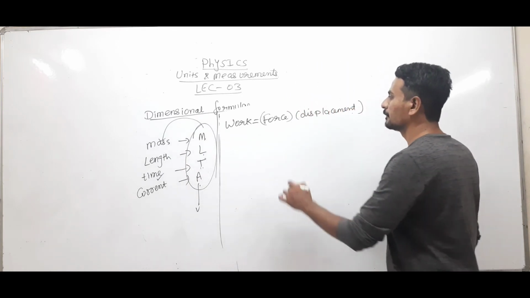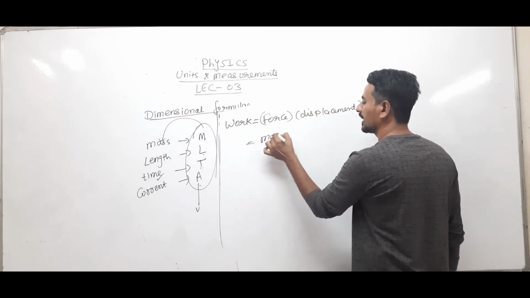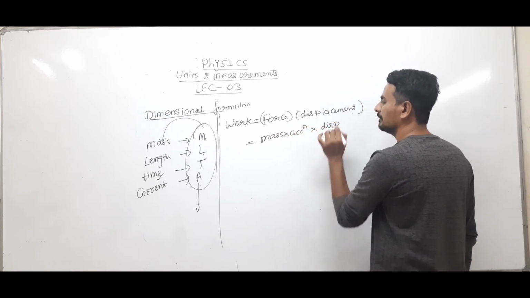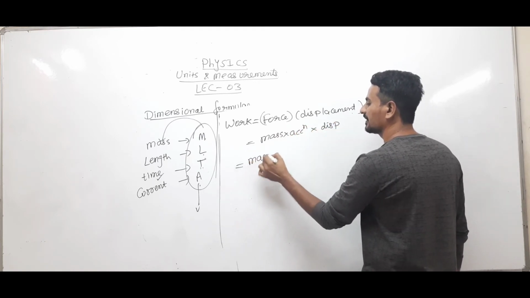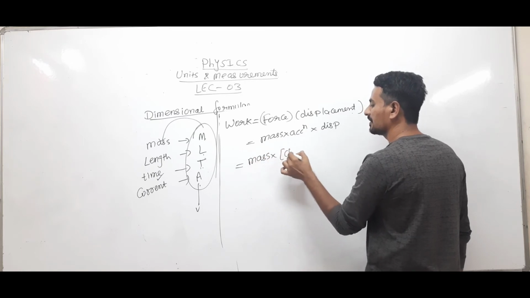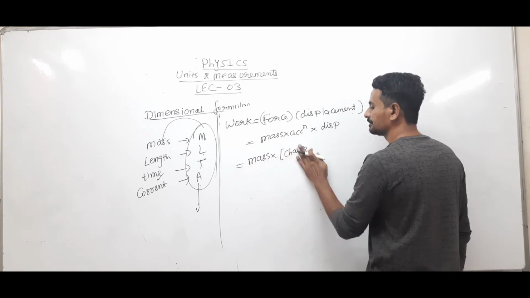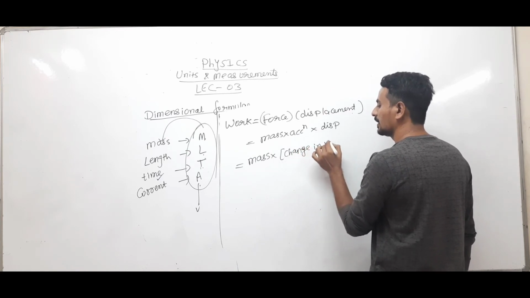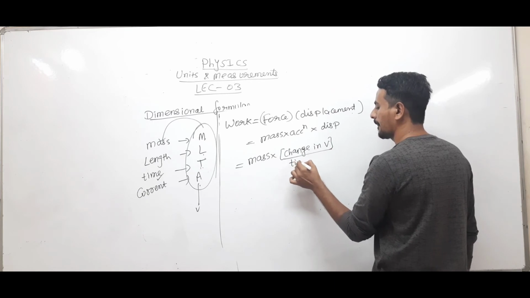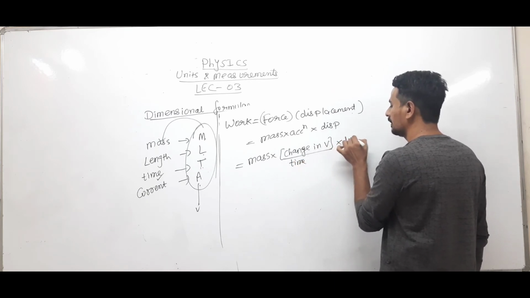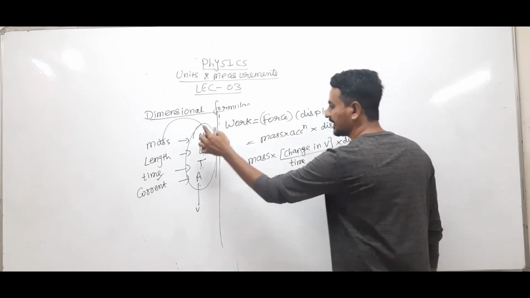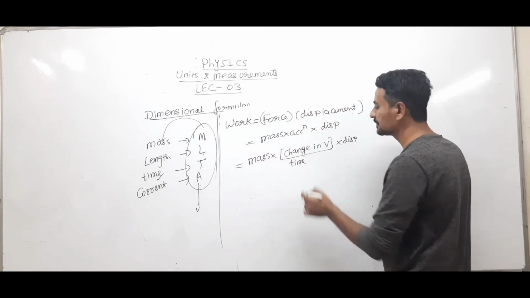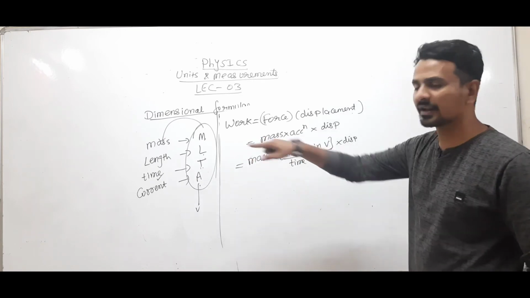That means force. What is force? Mass into acceleration into displacement. Fine. Mass. What is acceleration? Change in velocity by time, into displacement. See, mass is included in the 7 quantities, yes. Time, yes. Displacement, that means length, of course, but still velocity is not included in these 7 quantities.